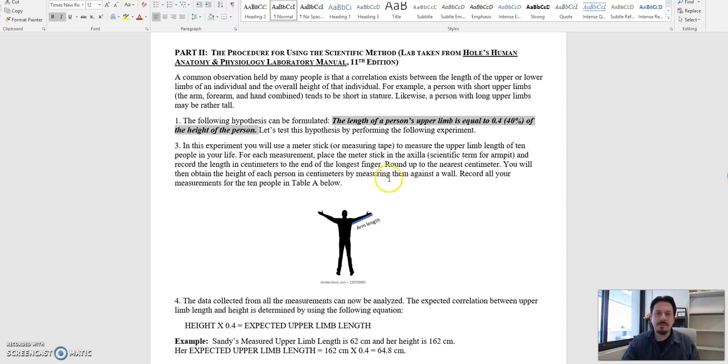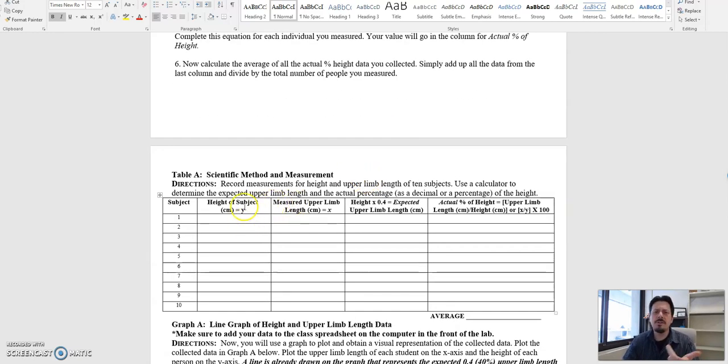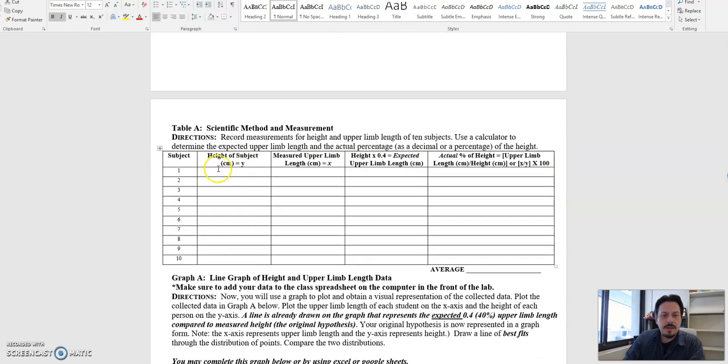So we're going to ask you to measure the height and the arm length of 10 different people, and you can include yourself. In this column of this table, we want you to measure the height of a subject, in centimeters. If you have a meter stick or a tape measure, they always have centimeters on them. Then measure their upper limb length, again from the armpit all the way to the tip of the middle finger.